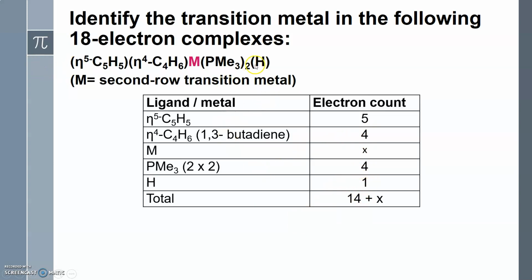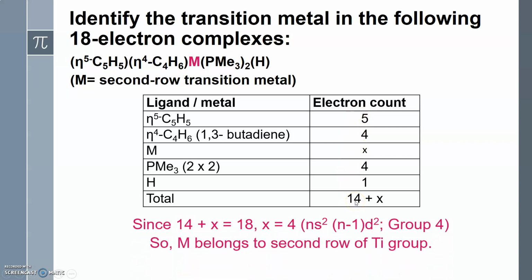Now there is no charge for the complex, so we are not bothered about whether it is a cationic or anionic complex. The complex given is neutral, so there is no electron count due to charge. The total electron count is the electron count from the metal, plus the ligands, plus the charge. Since the charge is neutral, we just add these. This amounts to 14 plus x. In the problem it is given that it is an 18 electron complex, so 14 plus x equals 18, which means x is equal to 4.